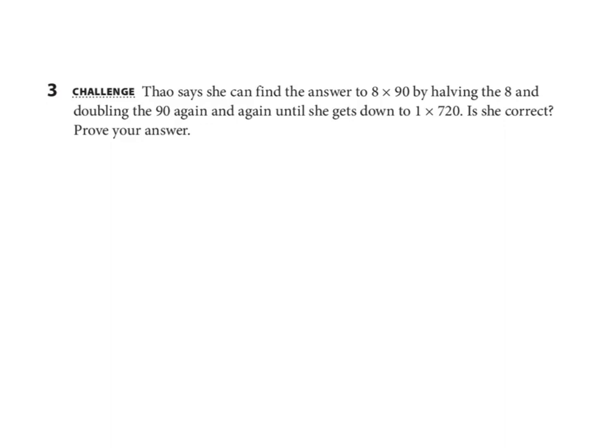That last one is a challenge. It says, Theo says she can find the answer to 8 times 90 by halving the 8 and doubling the 90 again and again until she gets down to 1 times 720. Is she correct? I want you to think about the problem string that we did. So if we're starting with 8 times 90, how can we get to, or could we get to, 1 times 720? So doubling and halving.